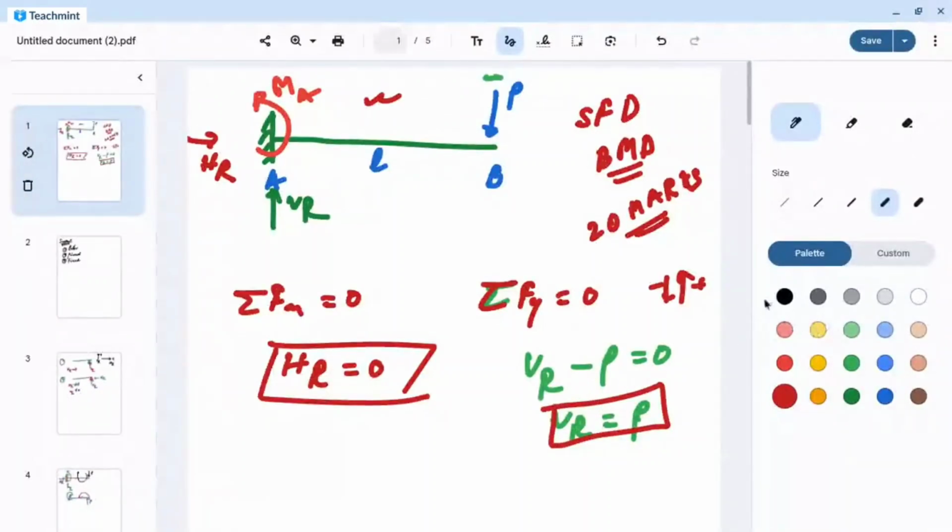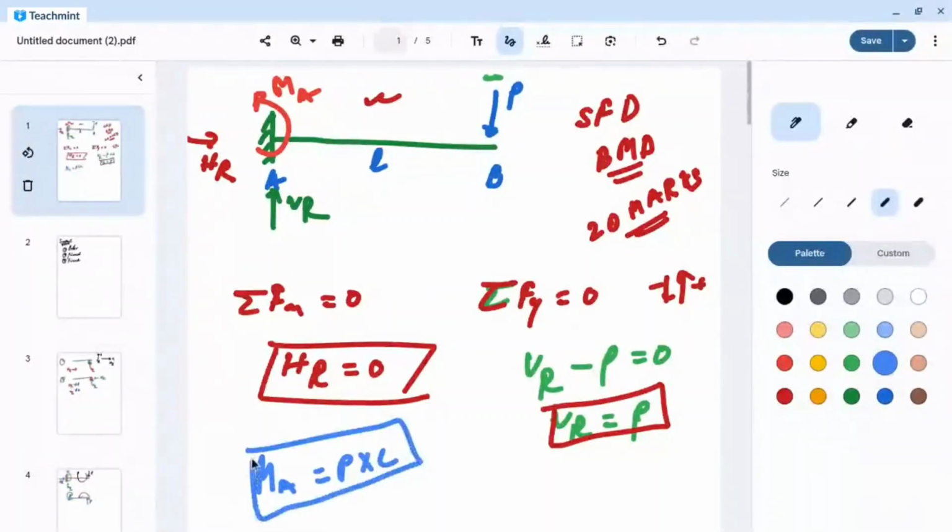What is moment? Moment is F into perpendicular distance. So the moment at A is equal to P into L.